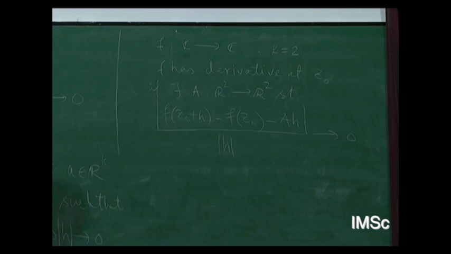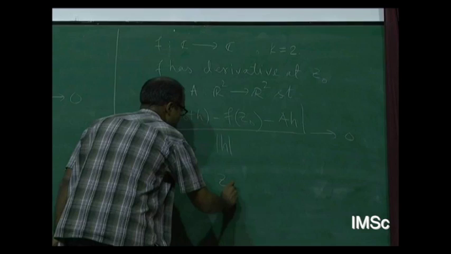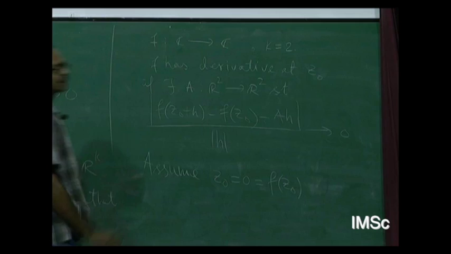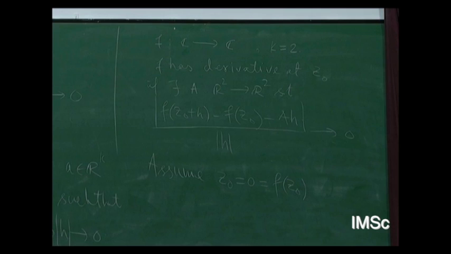Okay, so now for simplicity we assume the following. Assume that z naught is 0 and f of z naught is also 0, that makes things very simple. So z naught is 0 and f of 0 is 0, and we are considering the existence of the derivative at 0. Okay, let us erase this.